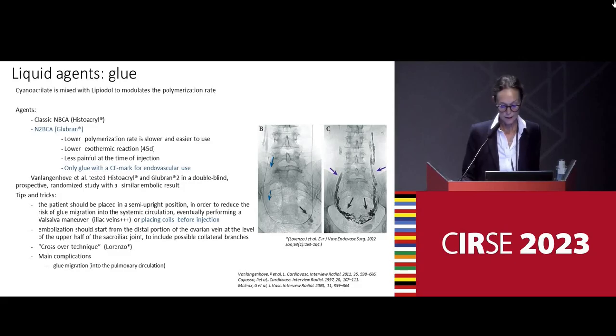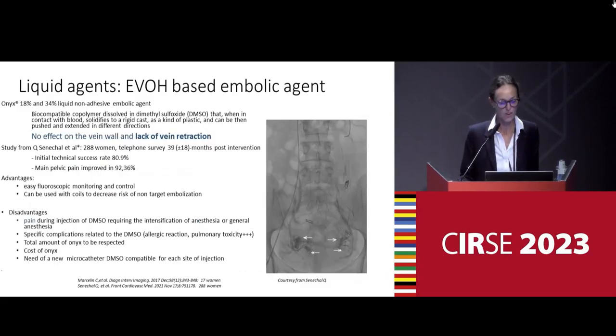This is an example of the crossover technique recently reported by Lorenzo. With a microcatheter, you go into the left ovarian vein, through the varices into the right ovarian vein, and you inject glue, pulling back the microcatheter in order to have a complete filling of the varices and both ovarian veins. Main complications are, of course, glue migration into the pulmonary circulation.